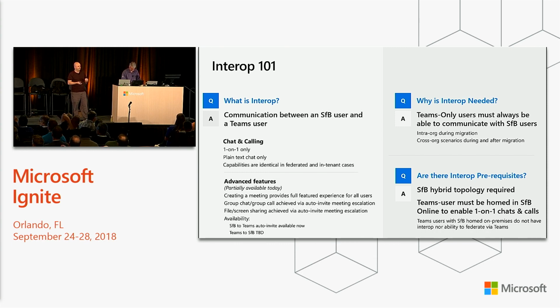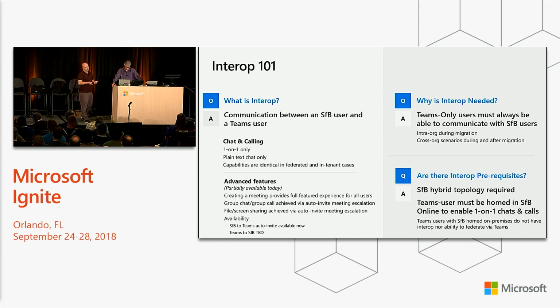Number one, to get interop and also federation, you're going to need to set up an SFB hybrid topology. That's because interop and federation are only available when that SFB user who was originally on-prem gets moved into the cloud. You can think of this as every Teams user actually having a shadow Skype account, and to get interop and federation, we need that Skype account in the cloud. If it's on-prem, we can't give you interop, so we need you to move it into the cloud. You can still use Teams prior to doing that, but you just won't have interop or federation.